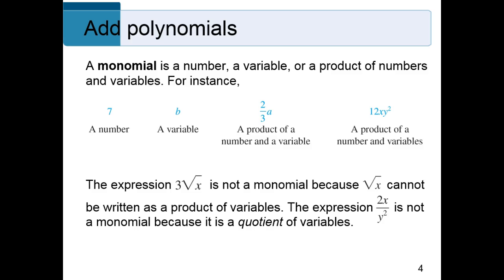Now here's a key. The powers, the exponents, can only be positive whole numbers. You can't have negatives. You can't have fractions as exponents. You can have fractions here. You can't have fractions there. You can have decimals here. You can't have decimals there. You can have negatives here. You can't have negatives there. The exponents can only be positive whole numbers.